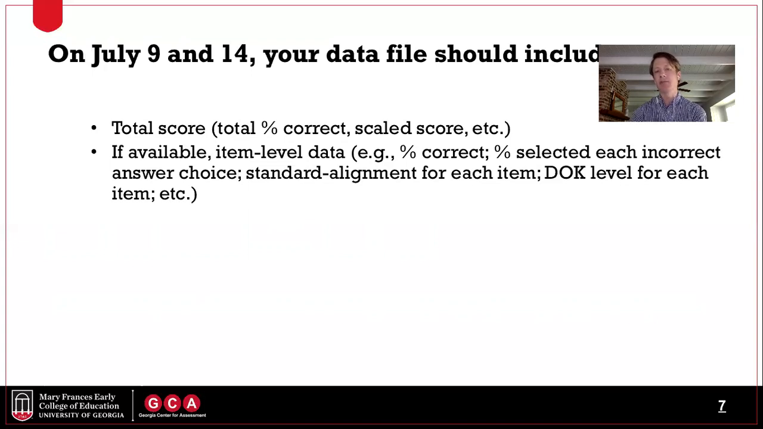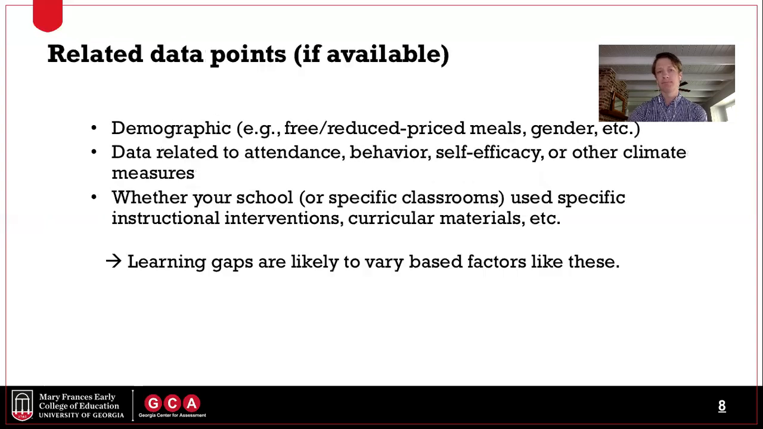If you have item level data as well, such as the percentage of students who answered that item correctly, as well as the percentage that selected each incorrect answer choice, if you have information about what standard each item is measuring, and if you have information about how rigorous each item was, that is like DOK1, DOK2, DOK3, that would be great information to have at your fingertips as well.